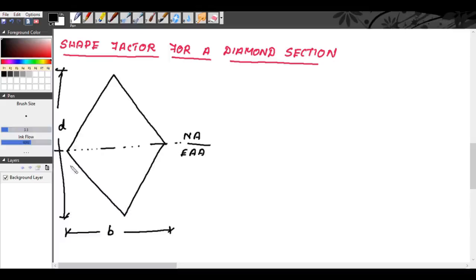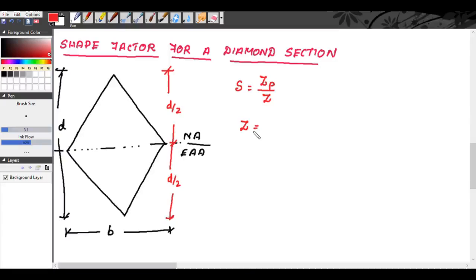Okay. So this distance is D by 2. This is D by 2. That is the distance from the neutral axis to the extreme fiber, D by 2. Now we know the shape factor is equal to plastic section modulus by elastic section modulus. So first of all, we will see what is elastic section modulus.